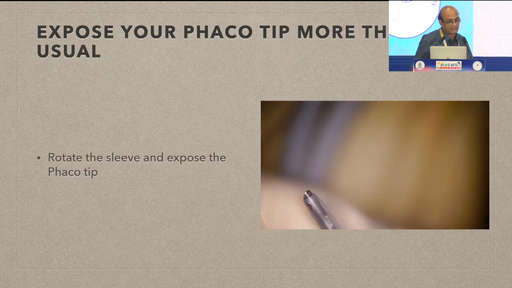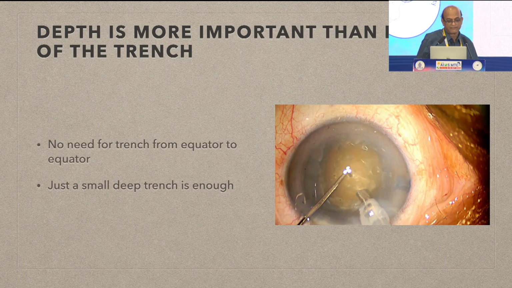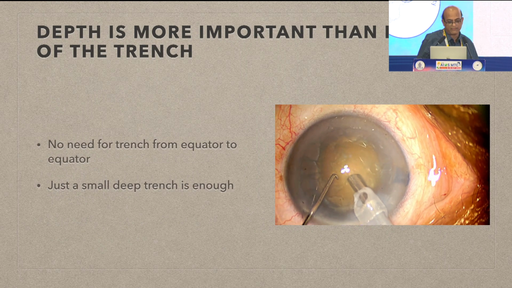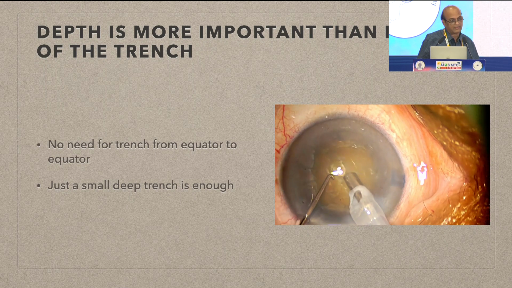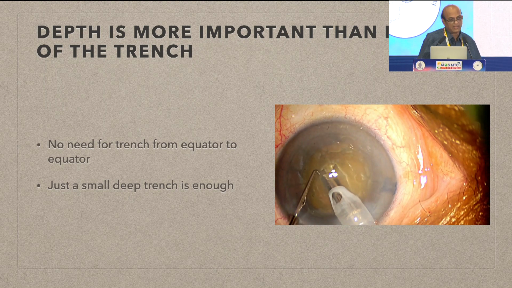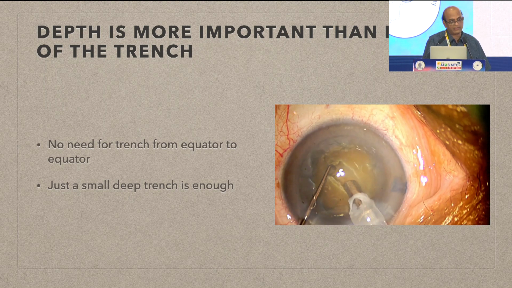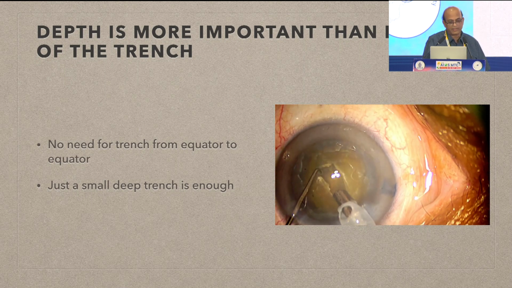Before we start the phacoemulsification, one should always expose the phaco tip more than usual. And by the time we start doing the phacoemulsification, this is the most important pearl I want to make: the depth of the trench is more important than the length of the trench. In some videos, I see surgeons making a huge trench from equator to equator, and this is absolutely not essential. You just need to make about a 3 to 3.5 millimeter trench at the center.